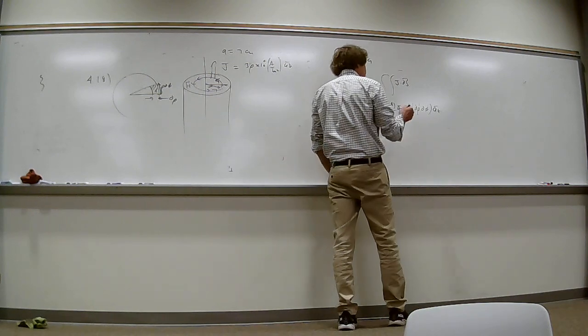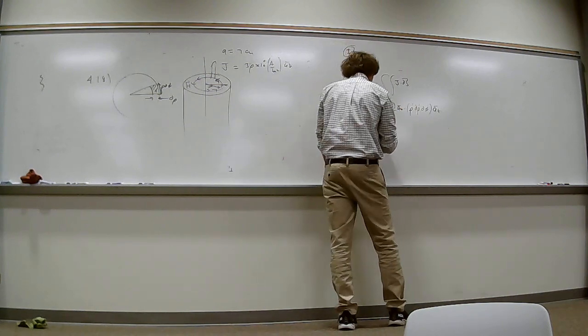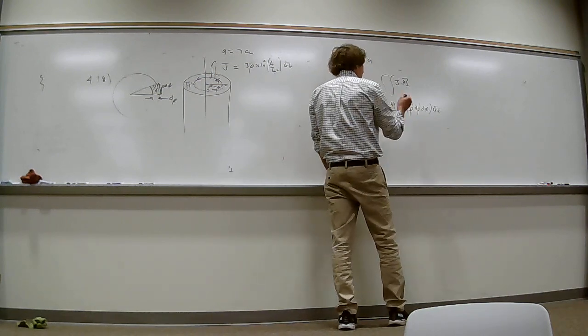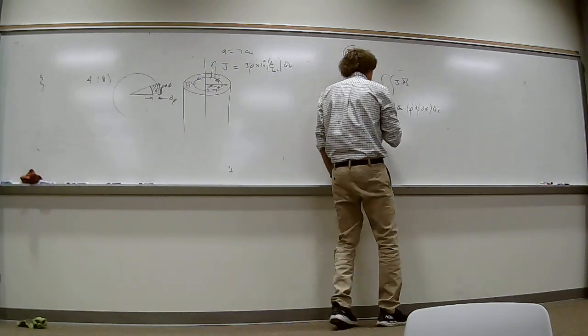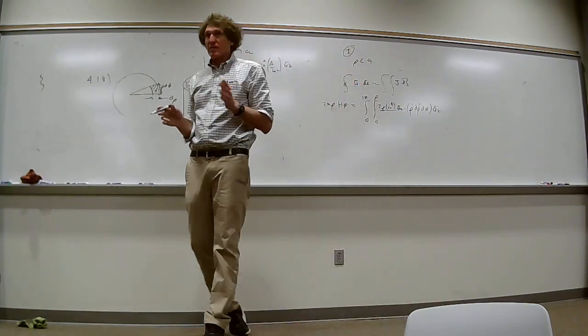So if you look at this, rho prime, if I'm inside there, goes from 0 to rho, and phi goes from 0 to 2 pi. You all agree with this? It should be clear, right?